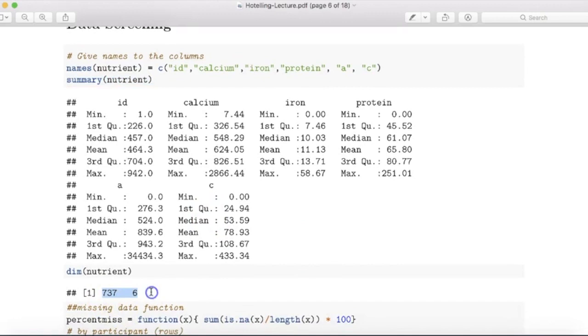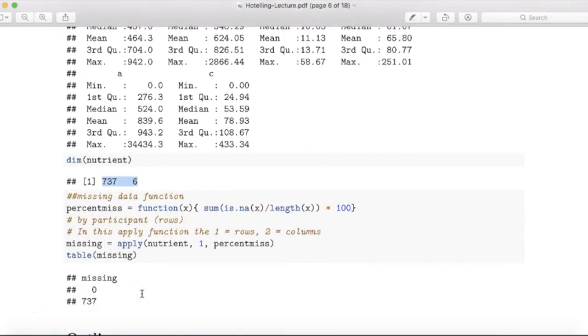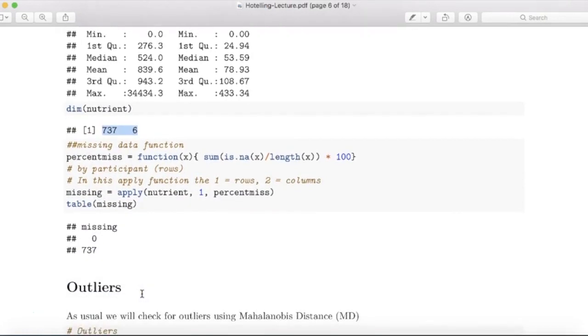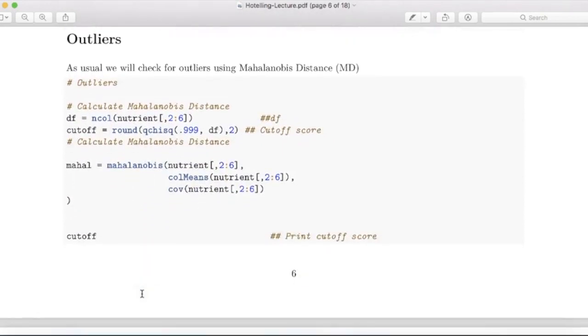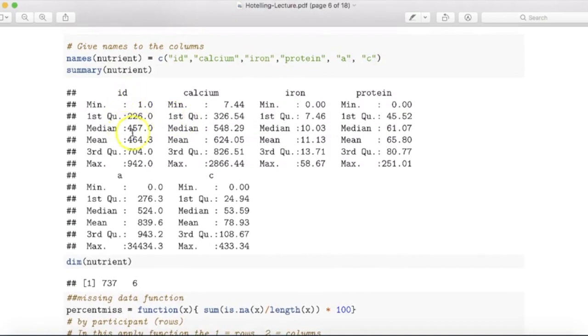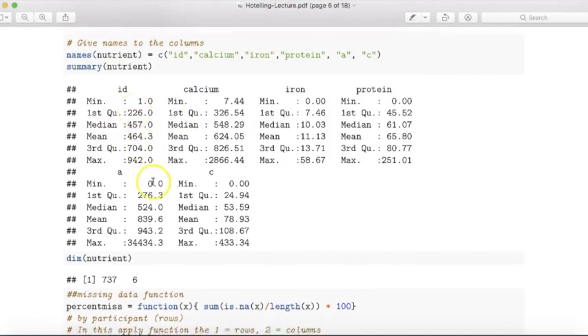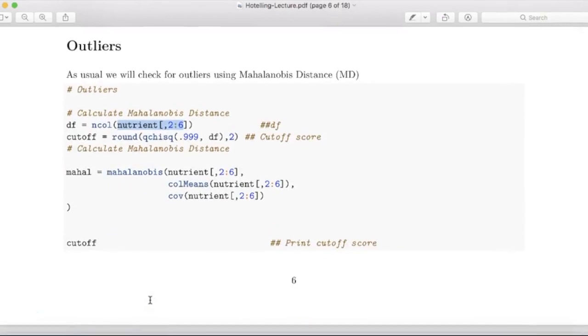And this is exactly what the text of the problem said that it had, 737 rows and 6 variables. I checked for missing. I already know there's nothing missing. I'm happy as a clam. I'm going to check for outliers using Mahalanobis distance. Notice here in nutrient how I'm using only columns 2 to 6. The reason I'm doing columns 2 to 6 is because the first column is ID and I just don't need it for anything. Could I have just removed that column before I even started this? I could have. It would have probably been easier.